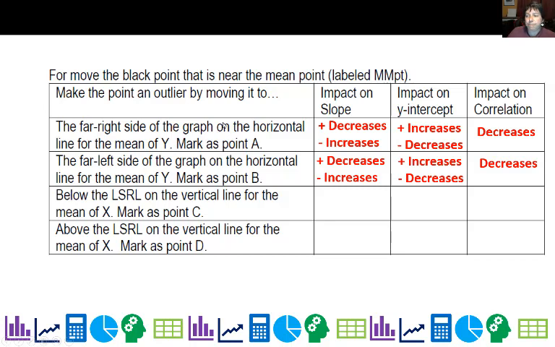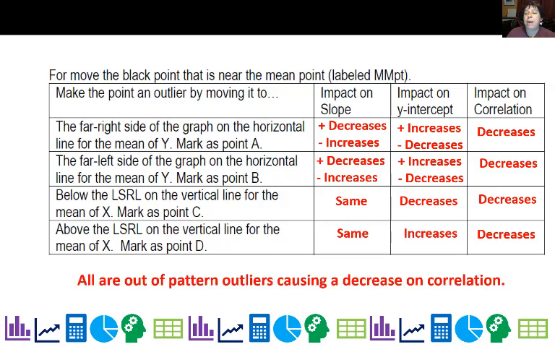When we went up and down, we didn't see a lot of change for slope, but this one, it didn't matter what the slope was. We found that the line was just shifting. So when we went below the line, the whole line is pulled down, so that decreases your y-intercept, and it also decreases your correlation. If you went above the line, then your slope was pretty much the same, but it was pulled up, and that increases your y-intercept, and of course your correlation is decreased. So all are out of pattern outliers, causing a decrease in correlation every time.